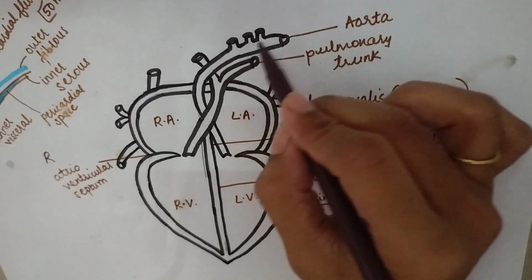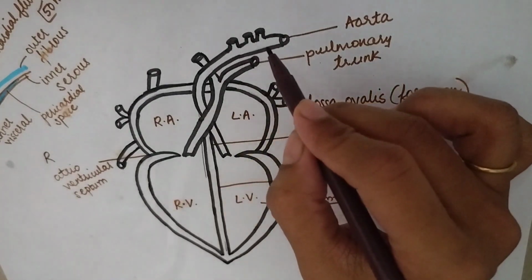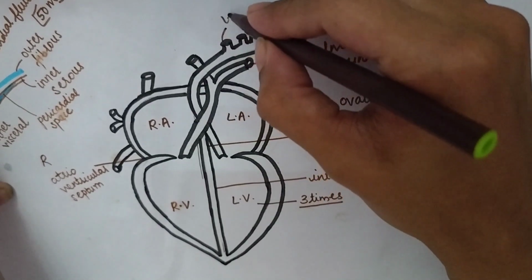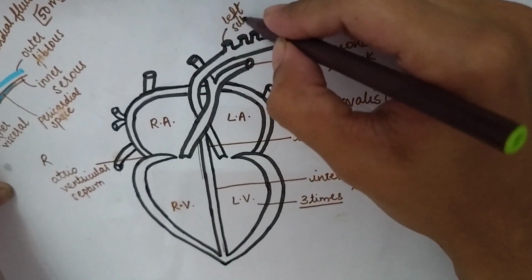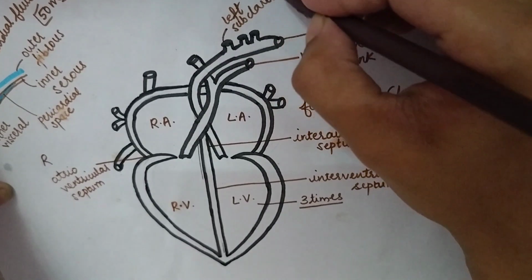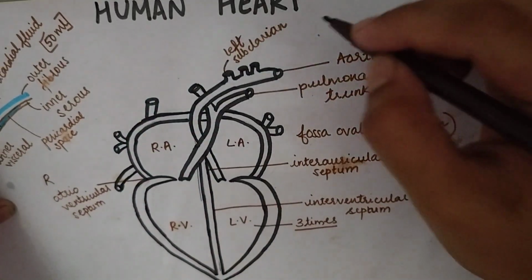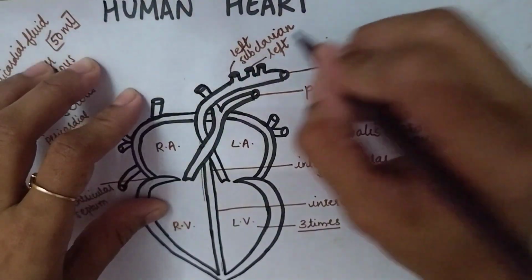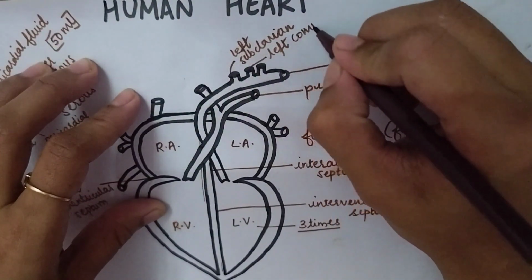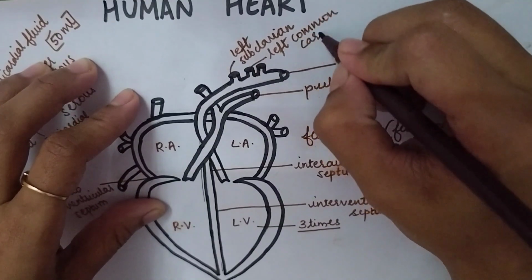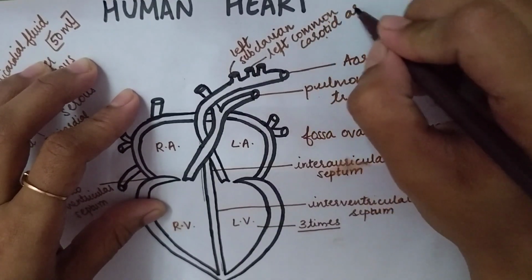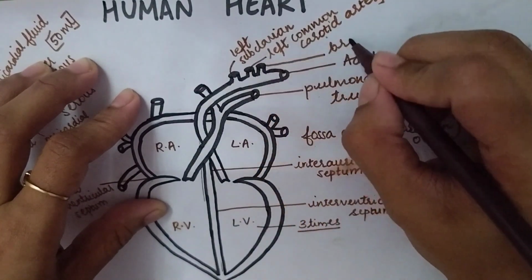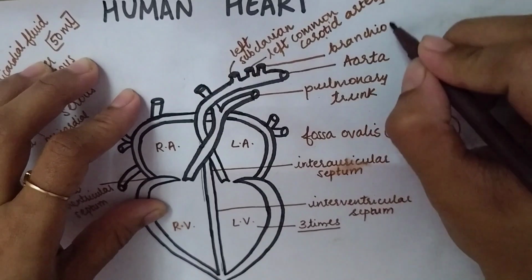Now here you can find these three arteries in the aorta, amongst which the first one, this is the left subclavian artery. Left subclavian artery. This one is the left common carotid artery. And the last one is the brachiocephalic artery.